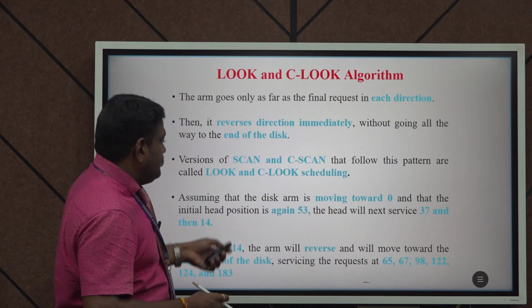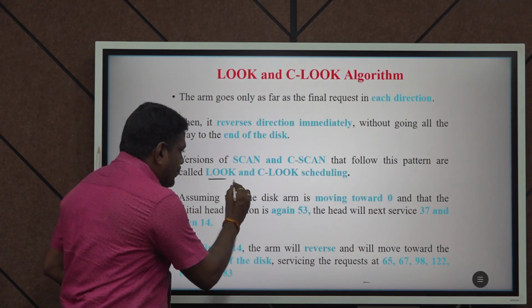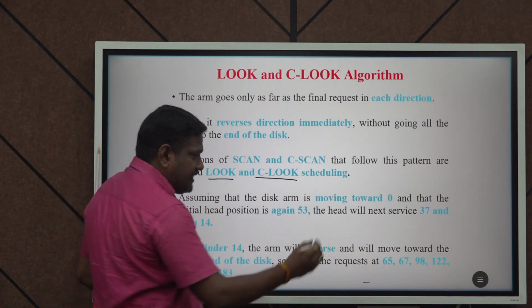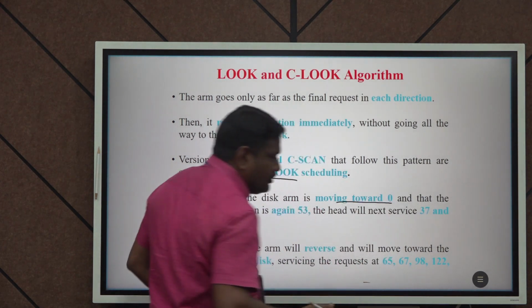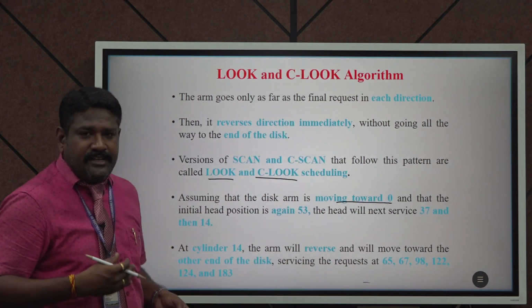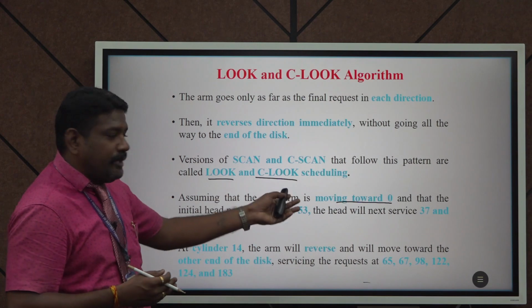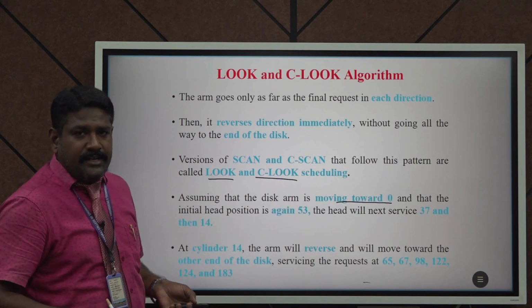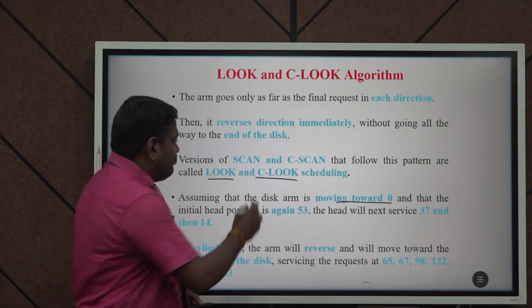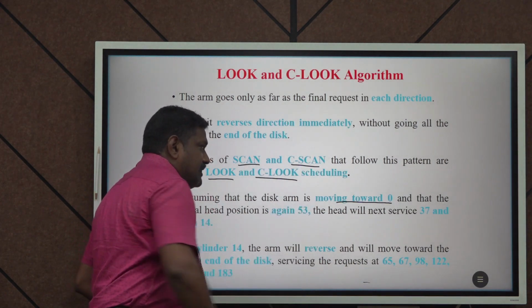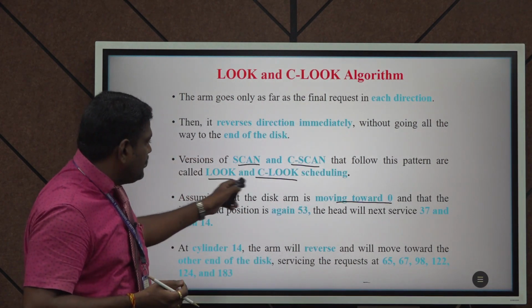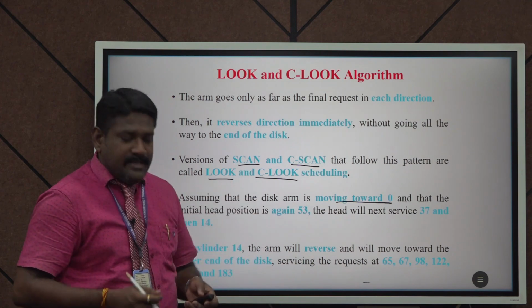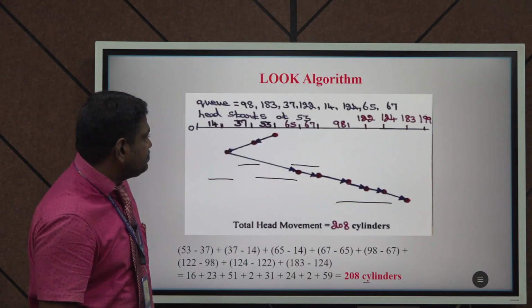C-scan algorithm. Again, for LOOK and C-LOOK also, we have to give the direction. If we are moving towards 0, that means we are moving towards the left side direction, or if it is moving towards 199, we are moving towards the right side direction. But this is an extension of the scan and C-scan algorithm. Now we will see how the LOOK and C-LOOK algorithms are different from scan and C-scan.